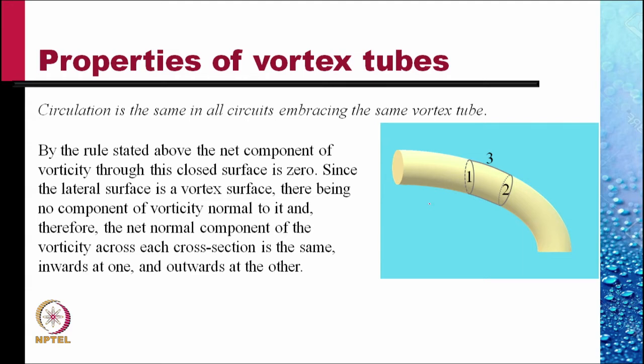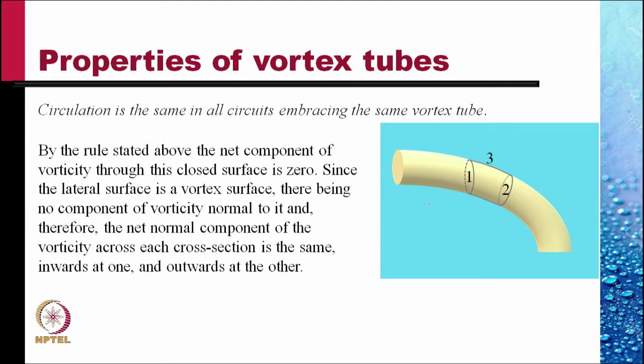Now, the net vorticity through the closed surface must be 0. Since surface 3, which is tangential to the vortex tube, is a vortex surface in the sense that the vorticity vector is parallel, tangent at every point of the surface, the vorticity through this surface is 0.